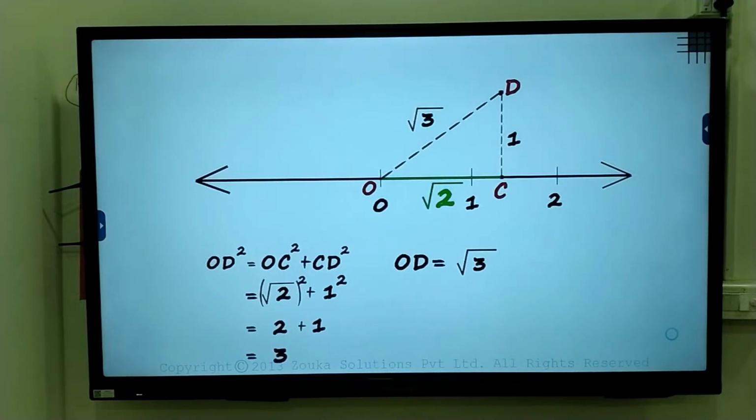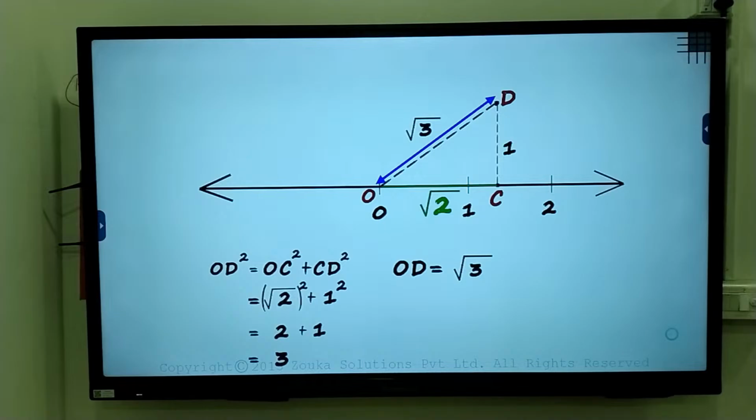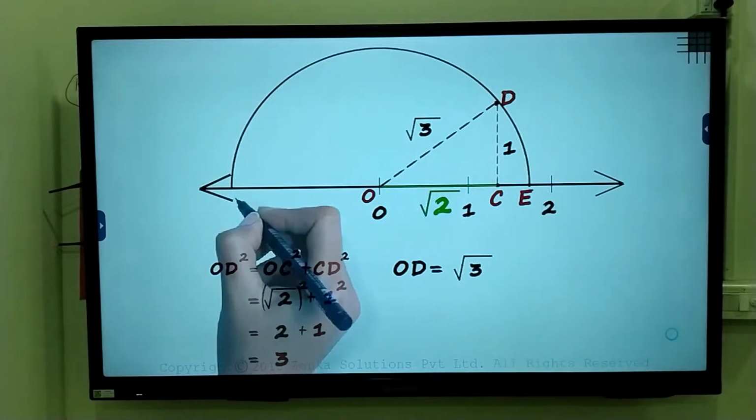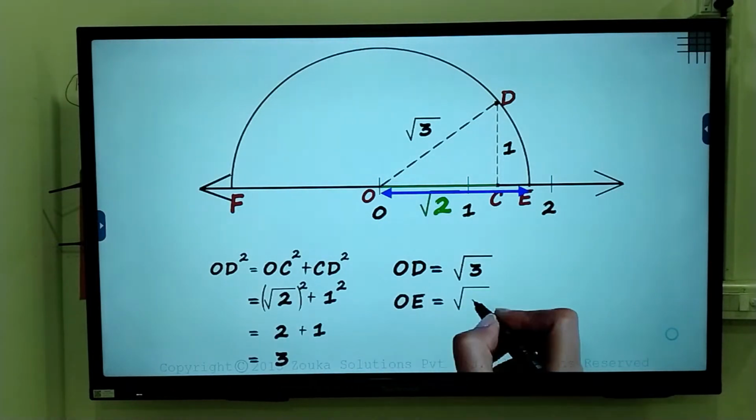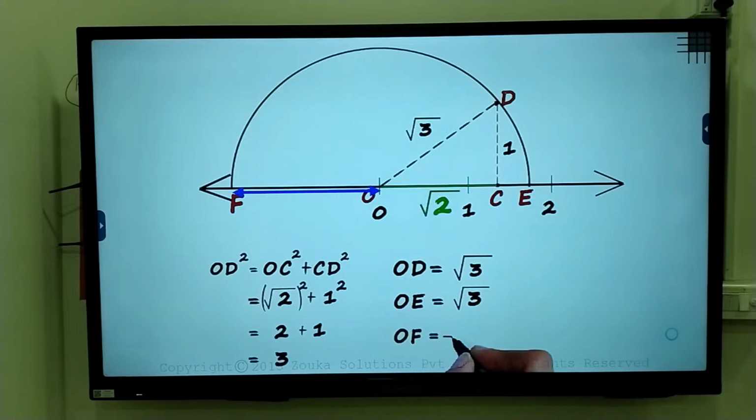Look at the figure carefully. We have root 3 here. Can we plot root 3 and minus root 3 on the number line? Yes. We keep the vertex of the compass on point O, set it to length OD, and draw a semicircle like this. Let it intersect the number line at points E and F. OE will equal root 3 units and OF will equal minus root 3. So if we are able to plot root 2, we can easily plot root 3 by the same procedure. Construct a triangle with this length equal to 1 unit and base as root 2 units.